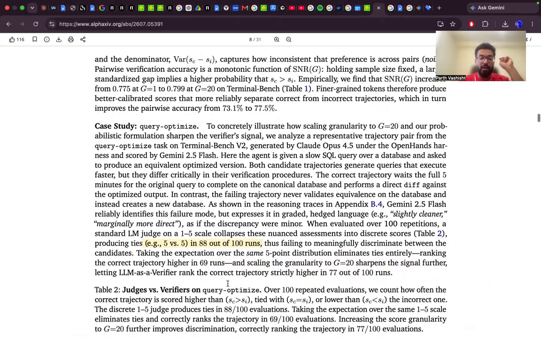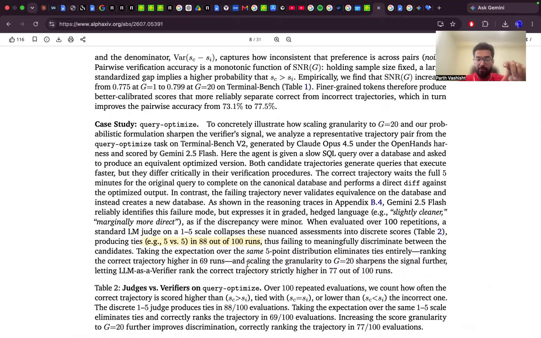So what we can interpret from this, and I will also go to Appendix P.4 because that is where most of the crux lies, most of the content and the nuance. But the TLDR, if I were to interpret this, I would say that taking the expectation over the same 5-point distribution is the critical highlighting point.